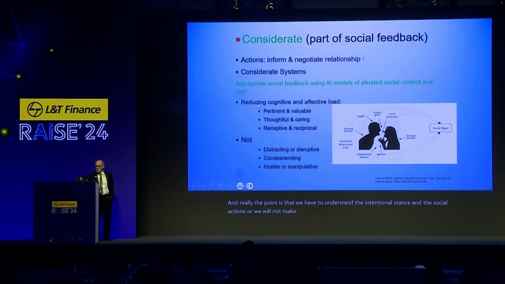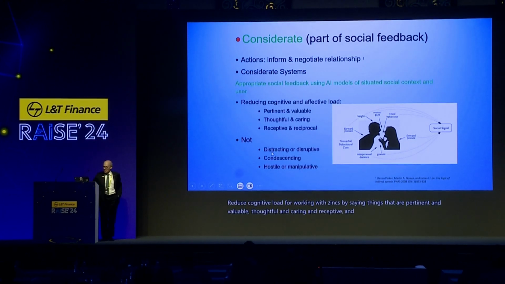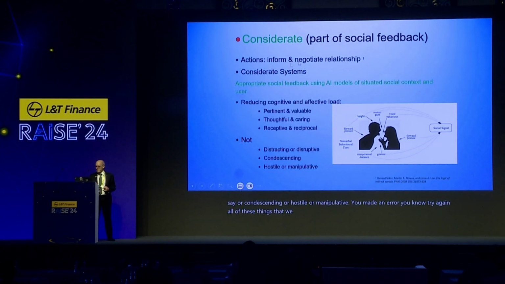So we want to reduce cognitive load for working with things by saying things that are pertinent and valuable, thoughtful and caring, and receptive and reciprocal. Not distracting and disruptive, not condescending. You know, "easy on the gas," that's one of the things that a car used to say, or condescending or hostile or manipulative. "You've made an error, try again." All of these things that we often put into our user interfaces. So appropriate social feedback using AI models in situated social contexts is really critical.